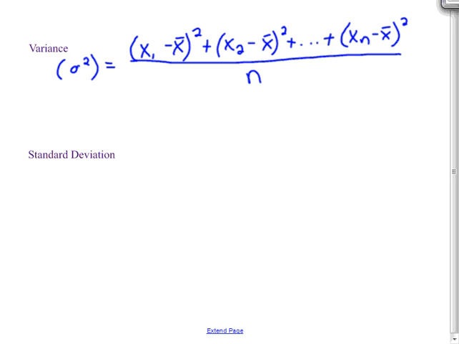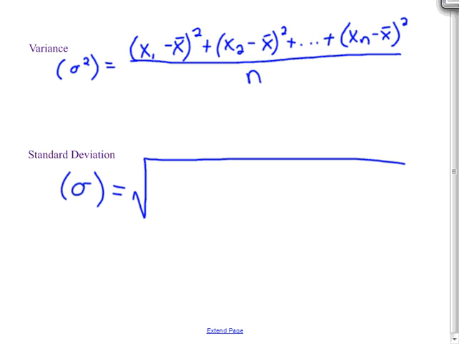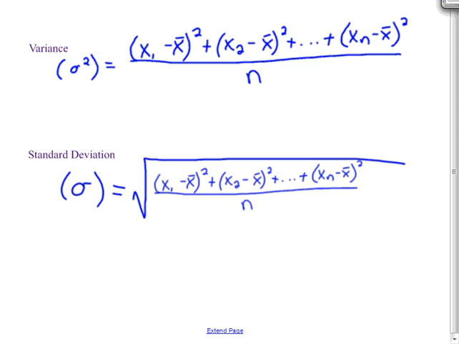So standard deviation, its notation is just sigma. And it is exactly what's above, but it's the square root of it. So I take all those differences, I square each individual one, I add them all together, I divide by n, and lastly I square root to figure out what that average distance is.